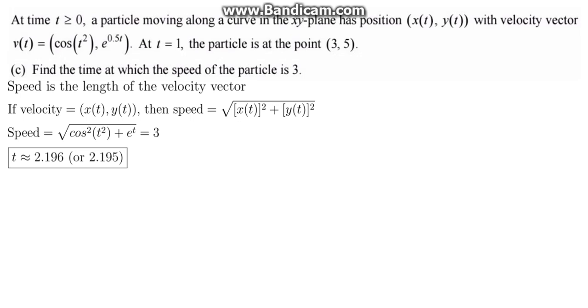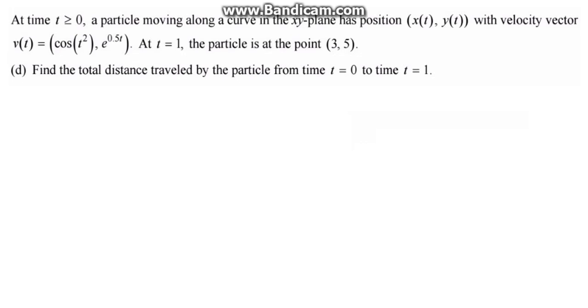Again, let's look at the scoring. This problem is also worth 2 points, and it's similar to the last problem. We get 1 point for having the correct speed in terms of t, that is the square root of cosine squared of t squared plus e to the t, and we get another point for having the correct answer of t equal to 2.196 or t equal to 2.195.